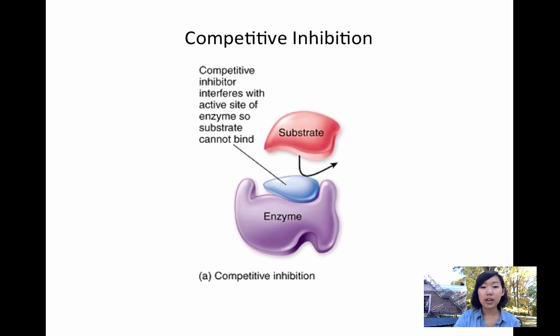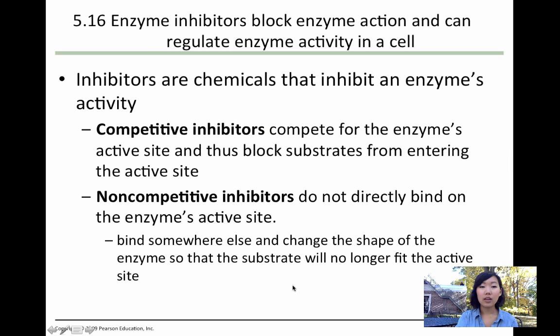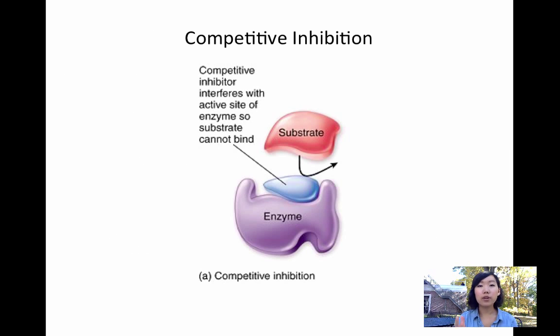This right here is a picture. This blue is the competitive inhibitor, and you see that it prevents the substrate from binding to the active site. Something really important about this is that competitive inhibition can be overcome by increasing the amount of substrate. What I mean is, this right here is blocking the enzyme, the inhibitor. But if there are so many substrates around the enzyme, they kind of knock off that inhibitor and allow the enzyme to do its work. So competitive inhibition can be prevented by increasing the amount of substrate.